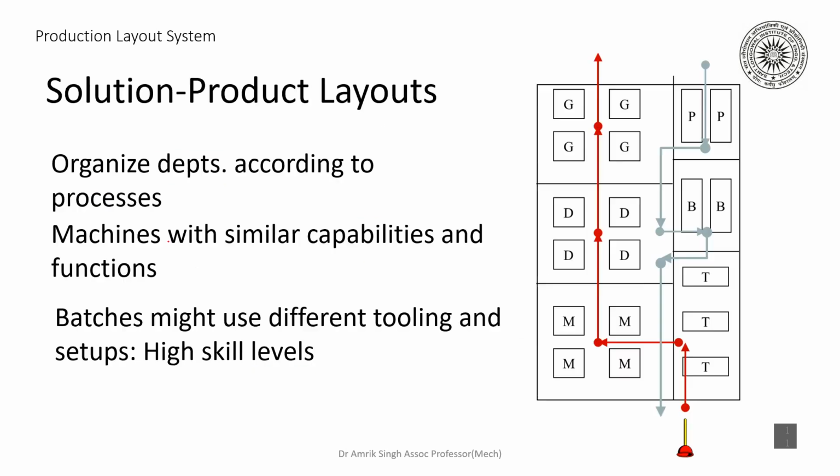So what we do if we have to adopt this type of layout is organize the departments according to the process. You see here, this is a gear section, this is a drilling section, this is a machining section, this is a boring section, maybe a turning section, and this is a paint section. So we have arranged the machines according to the functions they perform.